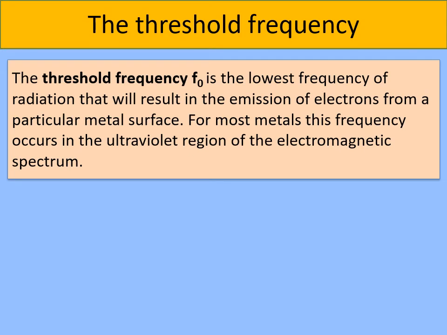We've been talking about it a lot in the previous slide, and sometimes this will come up as a one-mark question. So the threshold frequency, F0, is the lowest frequency of radiation that will result in the emission of electrons from a particular metal surface. Now, for most metals, this frequency, threshold frequency, occurs in the ultraviolet region of the electromagnetic spectrum.